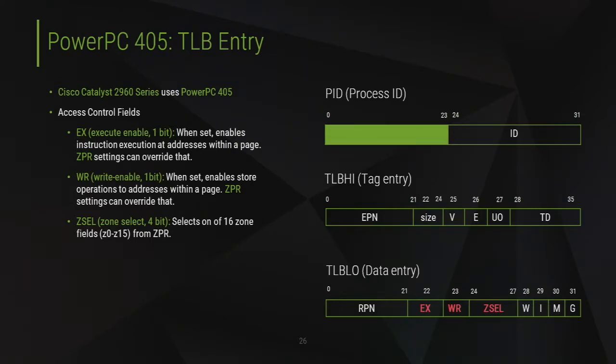The EX bit, when set, enables instruction execution at addresses within a page. ZPR setting can override that. The WR write enable bit, when set, enables store operations to addresses within a page. ZPR setting can override that. The fact that the ZPR register can override the permission sounds promising. What is this ZPR? Let's figure it out.